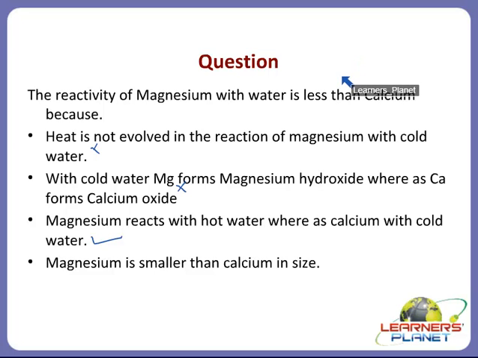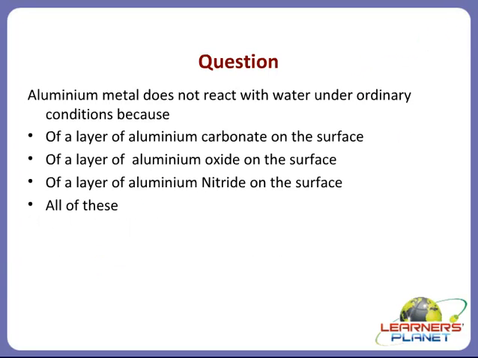Now let's take up likewise the sodium. Sodium and potassium are more reactive than calcium. Why? Because heat is released when they react with water. Iron is less reactive with water than calcium. Why? Because iron reacts with steam; it doesn't react with water. So this is the way how we analyze the reactivities. And let's move to our next question here.